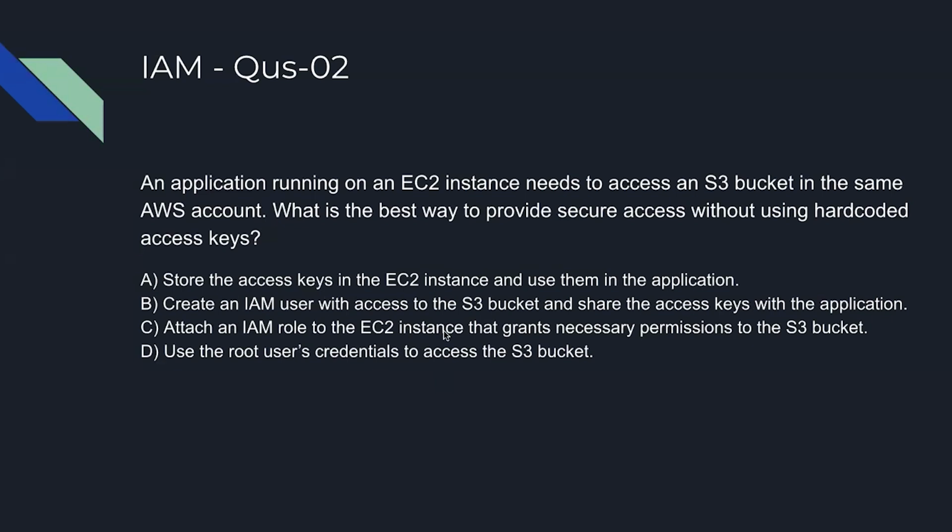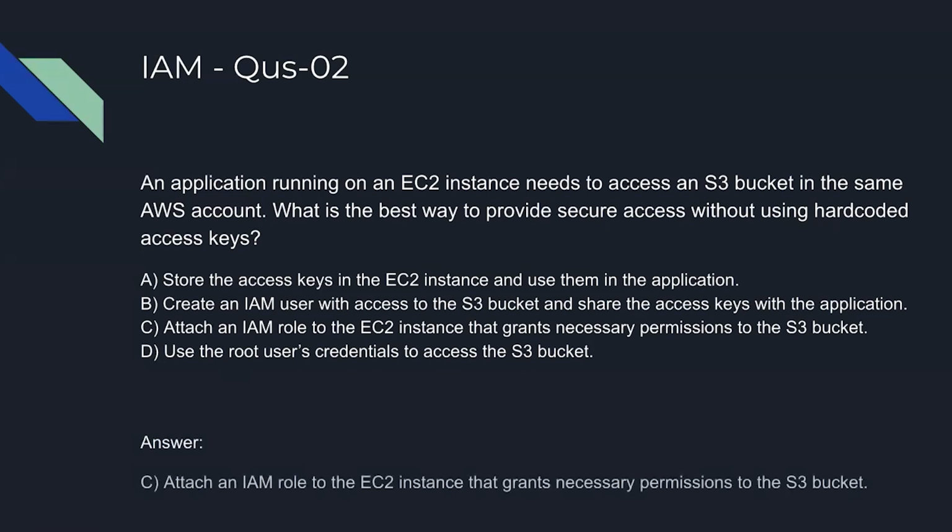Attach an IAM role to the EC2 instance that grants the necessary permission to the bucket. I think this works. We can create a role and attach it to the EC2 instance, so that will provide access. But still we'll see the last answer. Use the root user credentials to access the S3 bucket. No, that's not right. So most probably the answer would be C. You can create an IAM role and attach it to the instance with the necessary permissions.